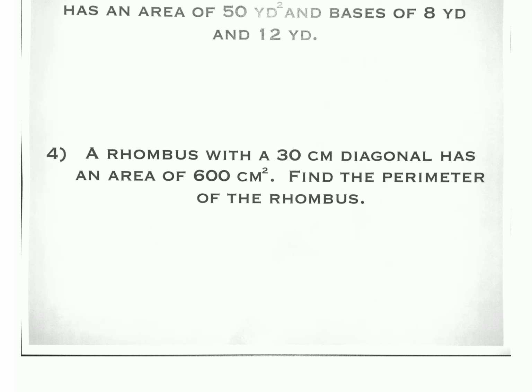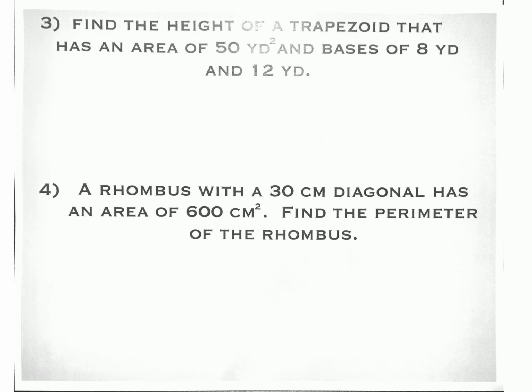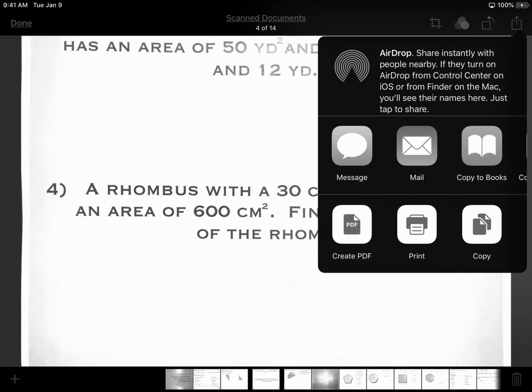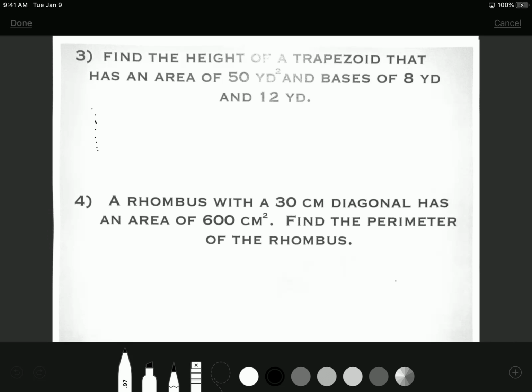Then we get into some word problems. The first one that we have is we're talking about finding the height of a trapezoid that has an area of 50 yards squared and bases of 8 yards and 12 yards. So for this problem, we can draw a picture so that we can see what we're dealing with here. This would be 8, this would be 12. This is a height that we don't know, and we know the area is 50 yards squared.